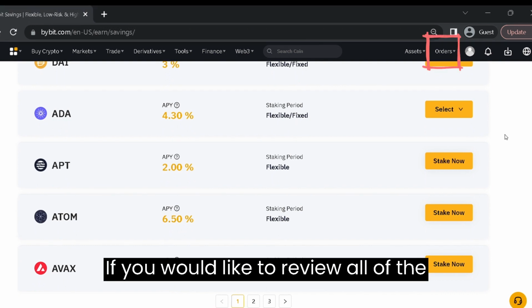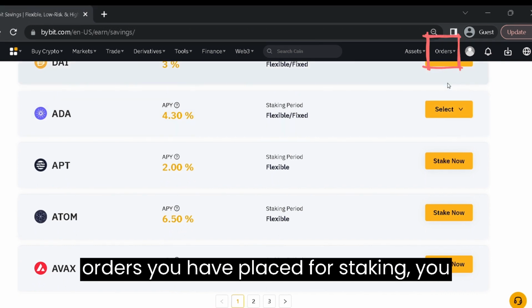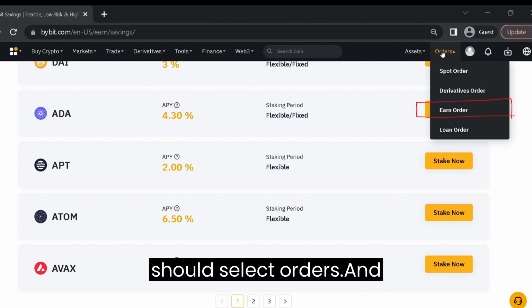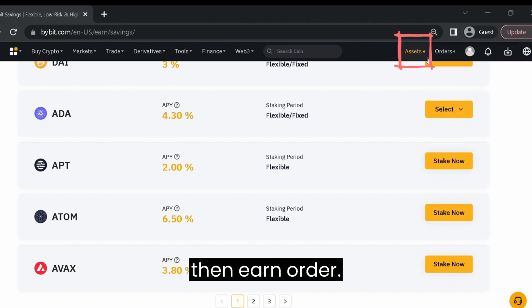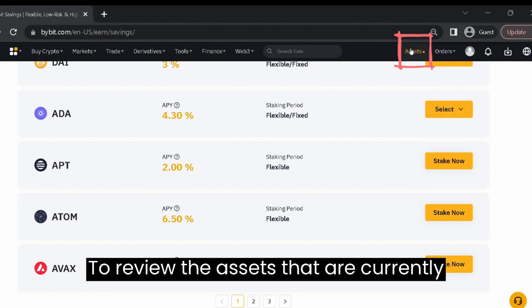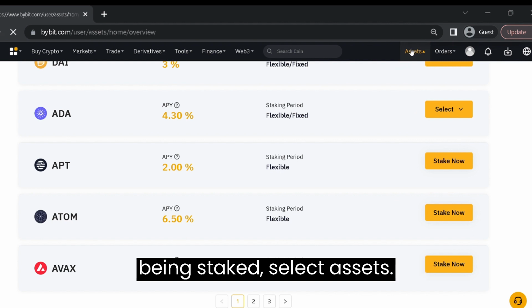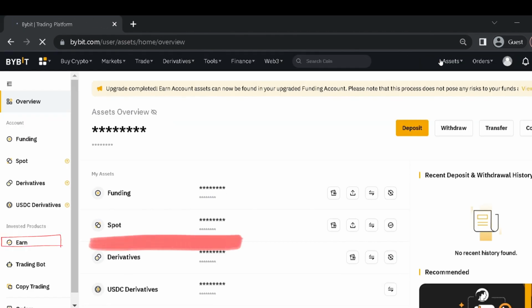If you would like to review all of the orders you have placed for staking, you should select Orders. And then, Earn Order. To review the assets that are currently being staked, select Assets. And then Earn in the next window.